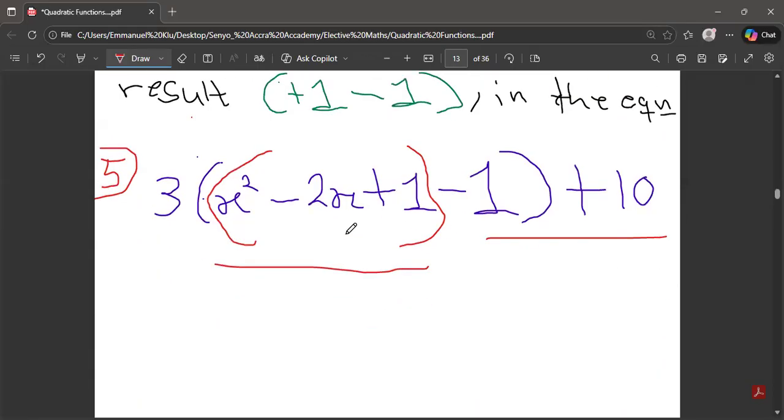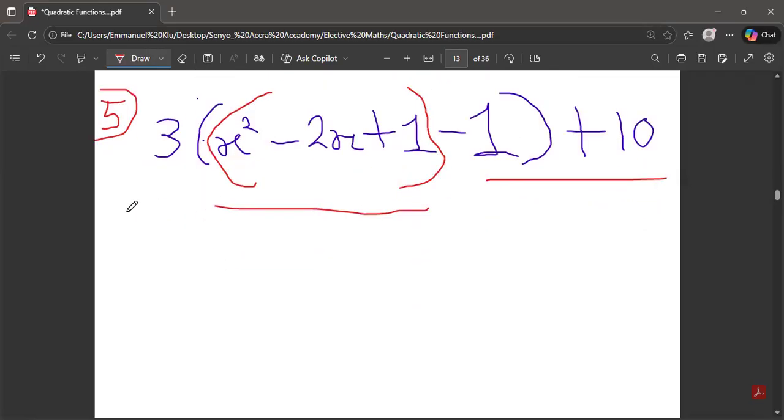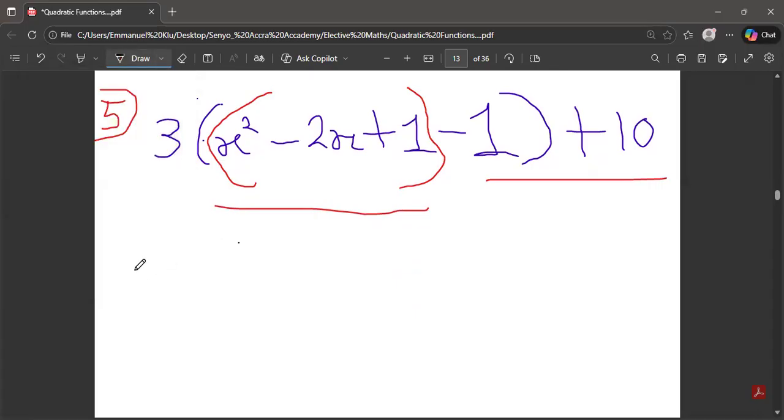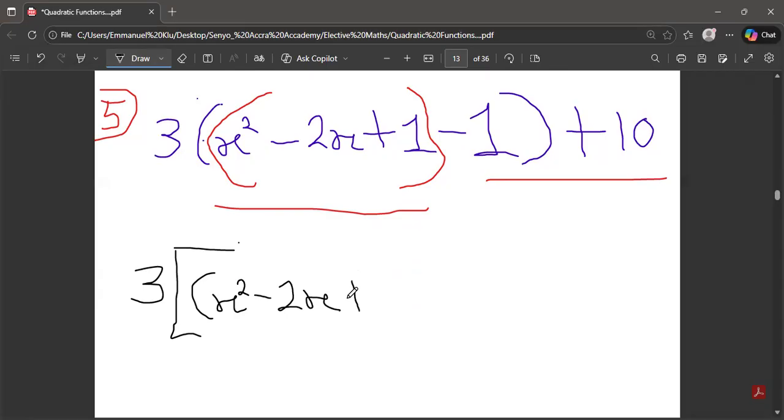So from here, it implies that from what we have just discovered in our previous step, this is now going to become what? 3. Okay. Now I can bring my big curly bracket. Then I can open my small brackets in it. And in the small bracket, we have x squared, minus 2x plus 1. Now I close my bracket. Then what can you see else again? I can now bring my hot negative 1.